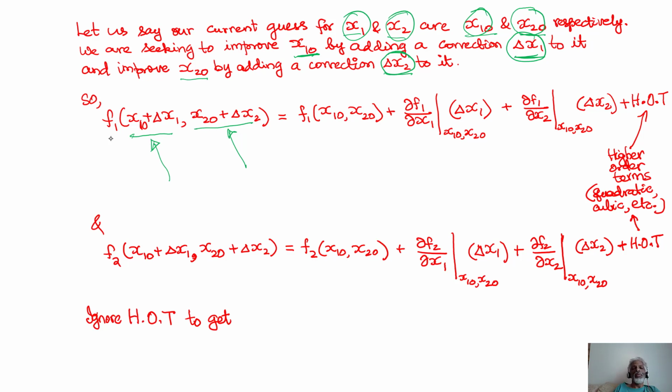So the value of f1 at x10 plus delta x1, comma x20 plus delta x2 is going to be the value of the function at the current known point. So I know the value of the function at x1 naught and x2 naught because I have those values. I can put it in the expression for the function and I can find this number, right? So it is going to be that plus the partial derivative of f1 with x1. That partial derivative is going to be evaluated at x10, x20. So this is a partial derivative of the function 1 with respect to x1. It will be in general a function of x1 and x2.